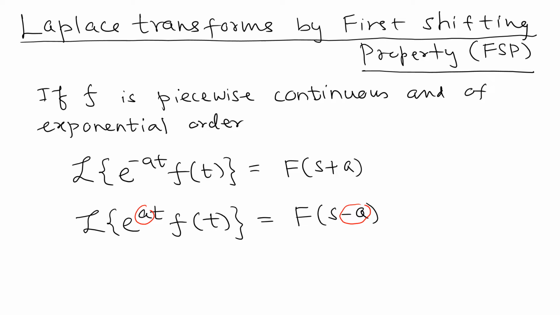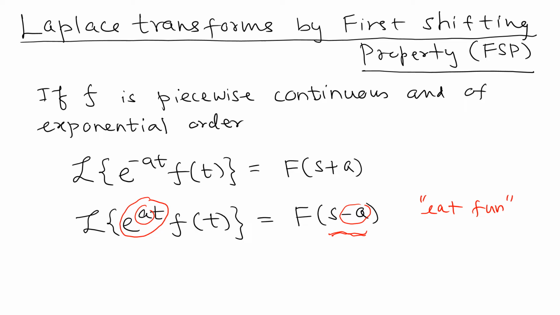Also, there's an easy way to remember the second one. We normally call this the e to the at function. What exactly happens is that in the e to the at part of the function, you subtract a. So when you have e to the at and then you have the f function, you just subtract exactly the same amount a from that. That's another way to remember this one.